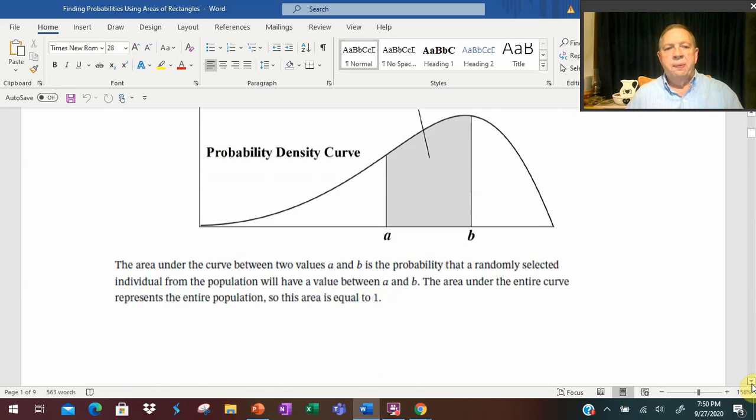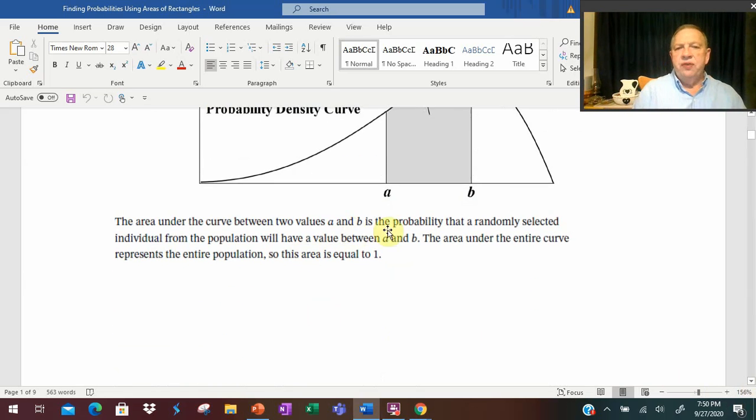So the area under the curve between two values A and B is the probability that a randomly selected individual from the population will have a value between A and B. That's what that means. If any of the random variable's output values fall in there, that's counted. The area under the entire curve represents the entire population, and that area is equal to 1. So what would be the probability if this is the smallest and that's the biggest? Well, certainly 1, because it's going to be within that range of the population.